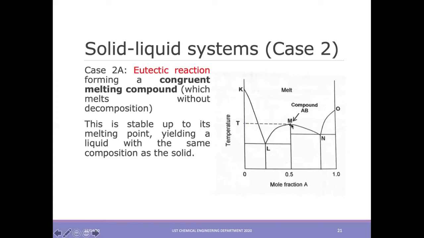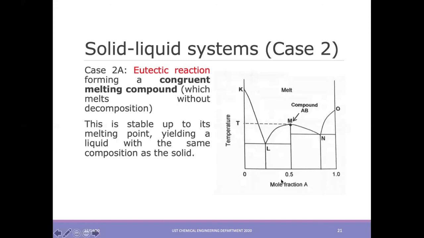The melting point of this compound is a maximum in the curve. Take note also that a congruent melting compound exhibits a cooling behavior similar to a pure substance. That is, its melting begins and is completed at the same temperature. If we analyze the points here, the congruent melting compound is represented by point M, then points L and N could represent the eutectic mixtures.